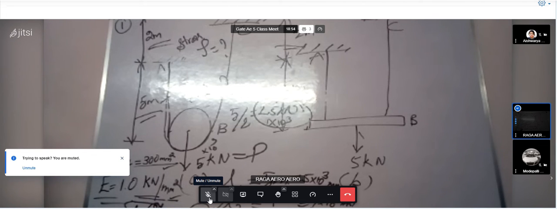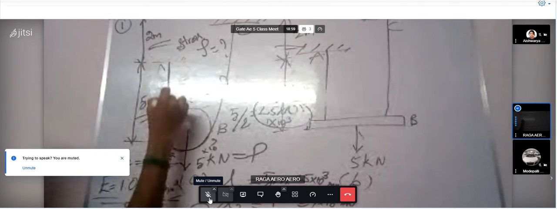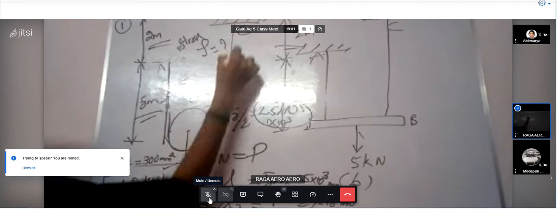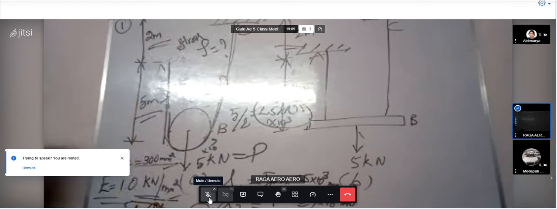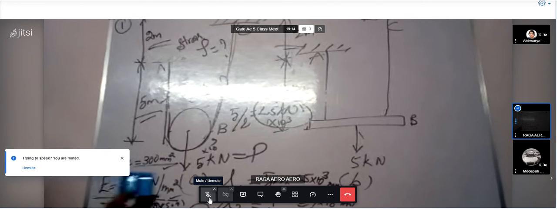Your L is, what you should write now, L1 plus L2. You need to write L1 plus L2. So your L1 is 5 and your L2 value will be 7. Okay, so your L is 5 plus 7. Shall I rub this thing?